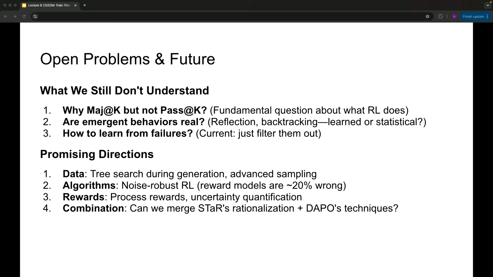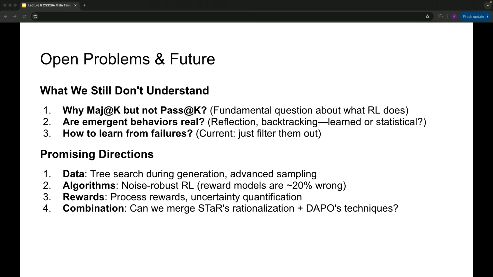So if you were to look at open problems in this domain, train time scaling is still an active area of research. I already highlighted this: there's a fundamental question of why only majority at K increases. Why does pass at K not increase?